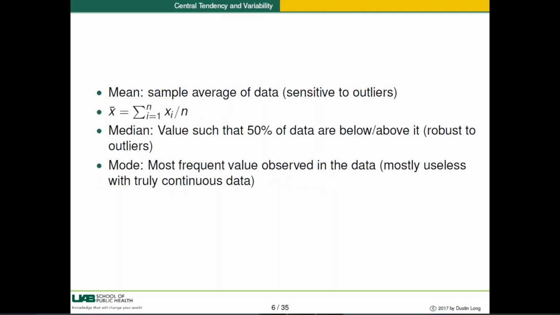So we've already talked about these a little bit, but the mean is the sample average of the data, and it's the arithmetic mean. And what I have here is that it's sensitive to outliers. Now, what is an outlier? I just threw that word up here without definition.